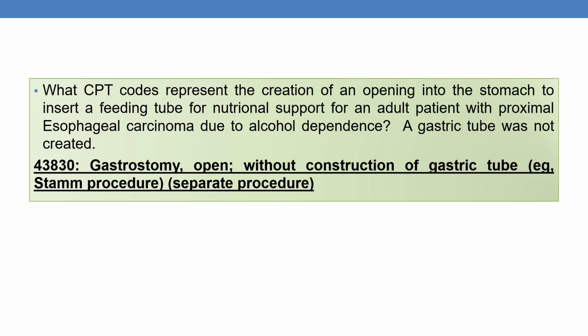Gastrostomy without construction of gastric tube. Gastric tube was not created. So the correct CPT is 43830. Gastrostomy open without construction of gastric tube.